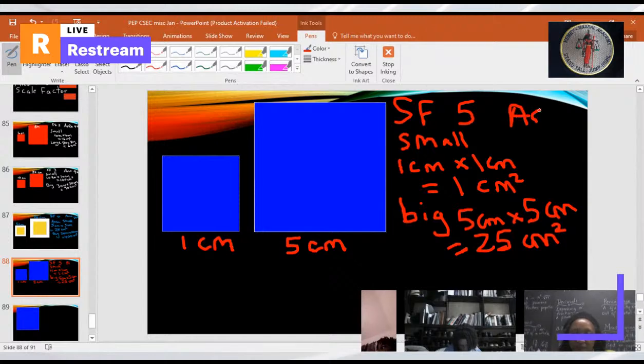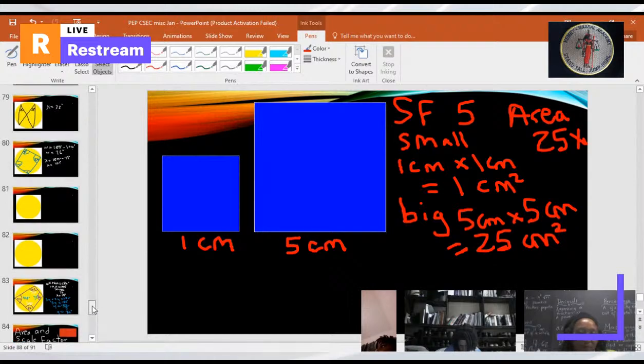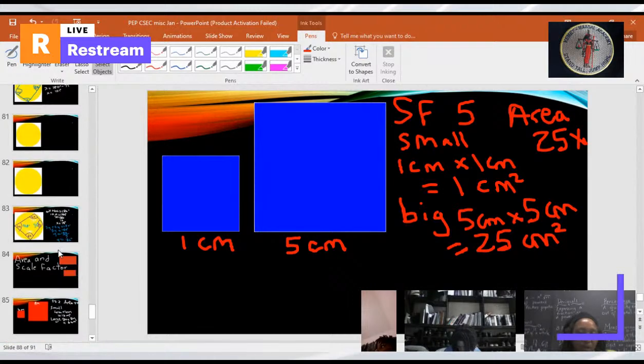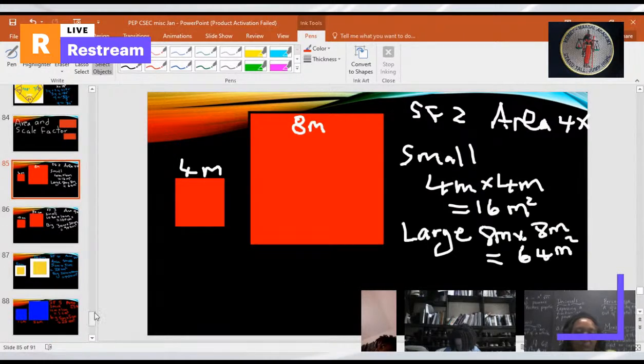All right, so we're going to go back now and compare and see if there's a pattern. Miss, yes, miss, I see the pattern. So we have done 4 of them. The first one, the scale factor was 2, and the area of the big one was 4 times the area of the small one.